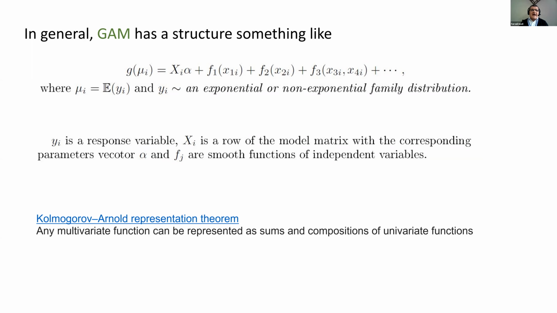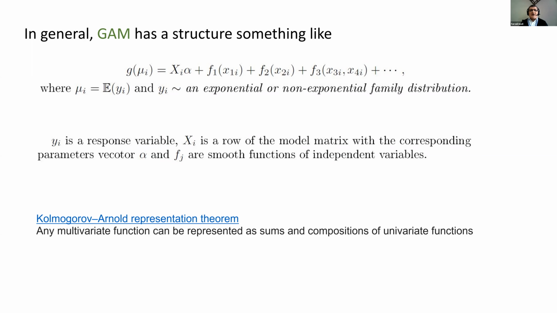And if we add a link function, which is not identity, to the left-hand side, we get the generalized linear model. If we also add these functions, which are called smoothers, we get generalized additive models. And as we see, mu_i is the expected value of y_i, and y_i can be from any exponential or even non-exponential family distribution.